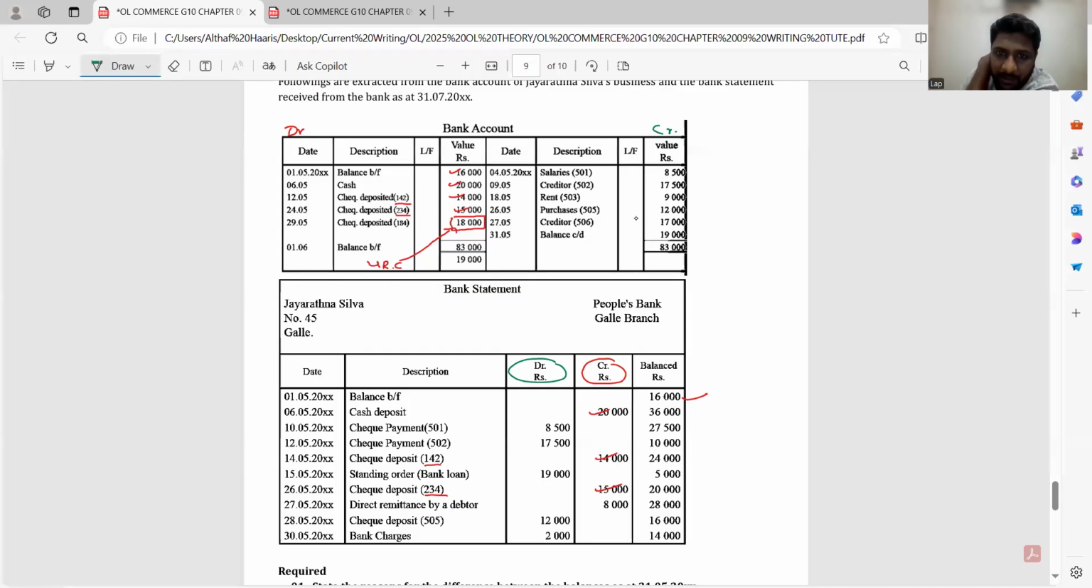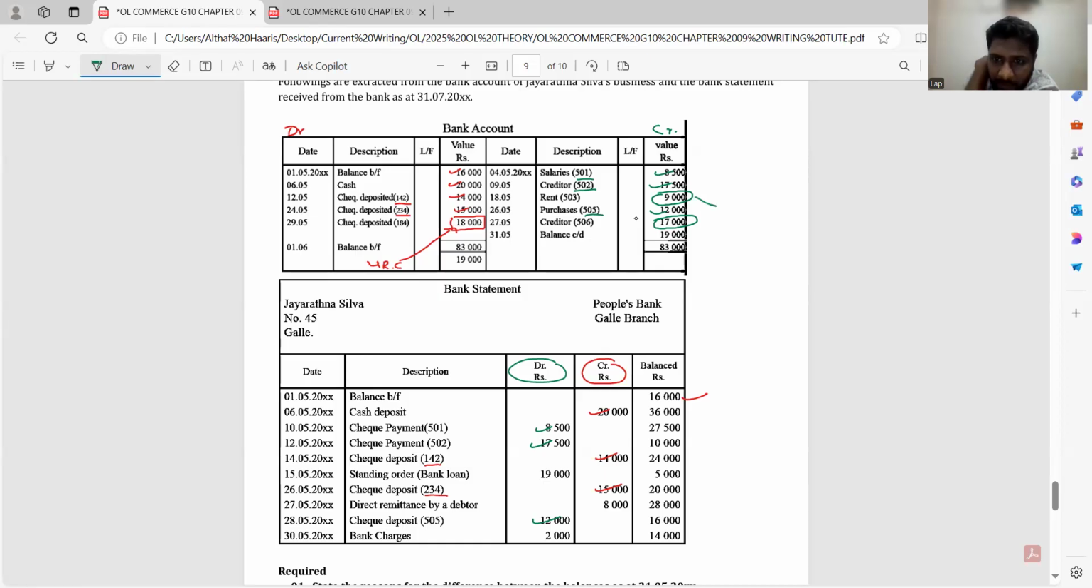Check it, people. Salary 501, 8,500. Creditor 502, 17,500. Rent 9,000, it's not there, so this is missing. Purchase 505, it is there, 12,000. Creditor 506 is not there. Missing.